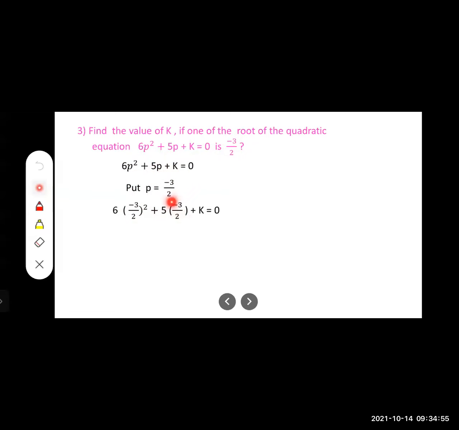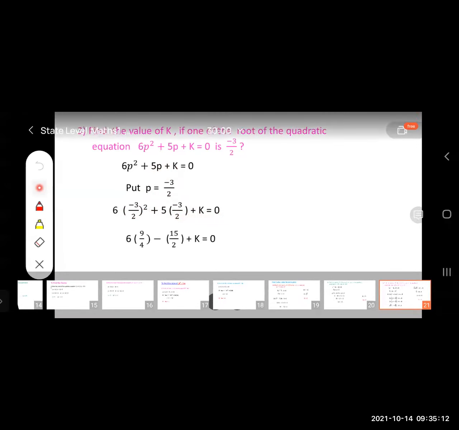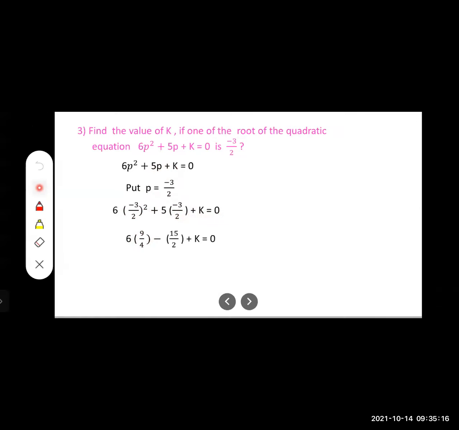In place of p, I have substituted minus 3 upon 2, plus k, equal to 0. Clear, children? Now, here it is squared, no? So first you simplify this one. Minus 3 into minus 3, how much will you get, children? Minus 3 into minus 3, 3 threes are 9, minus into minus, plus, you will get. So 9 I got over here. And then 2 is there. So 2 twos are, how much will you get, children, here? 4. Is it clear?